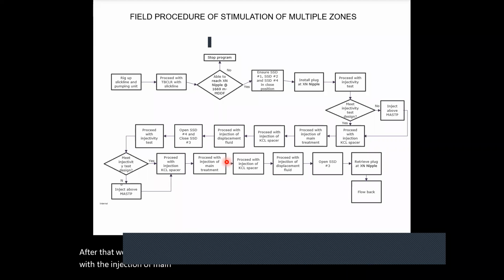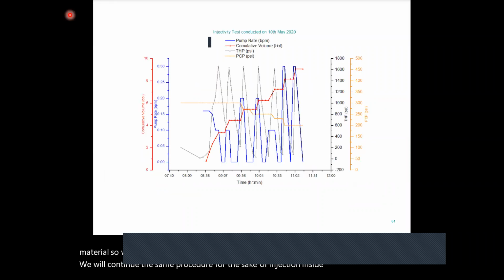And then another time, in order to make sure that there will be no mixing between these two chemicals, we will use the spacer again, and then we will go for the injection of the displacement fluid, ammonium chloride or diesel or other type of material. So we will go for another SSD, and then we will continue the same procedure for the injection inside the specific zone. So this is an example that I plotted based on the injectivity test that was done.